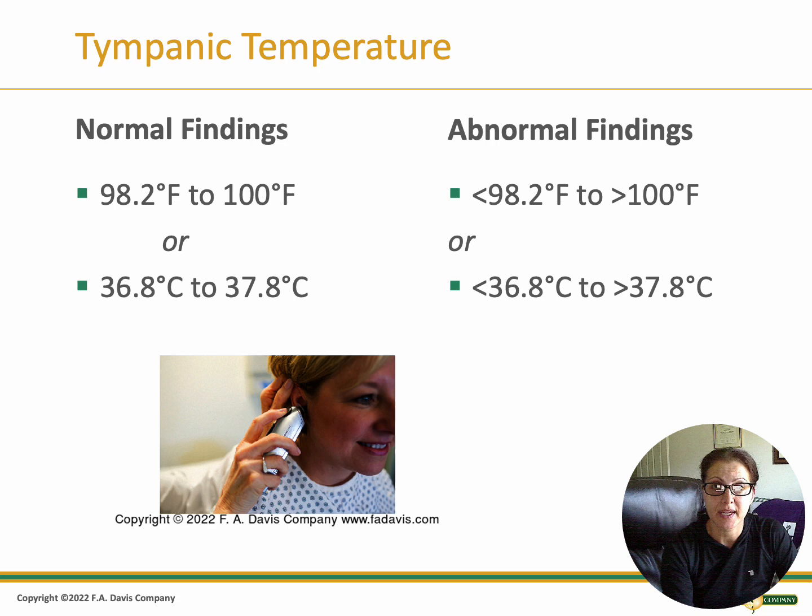Normal findings for this type of temperature at the tympanic membrane is 98.2 to 100, and it's usually a little bit warmer than your oral temperature. Abnormal is less than 98.2 or greater than 100.